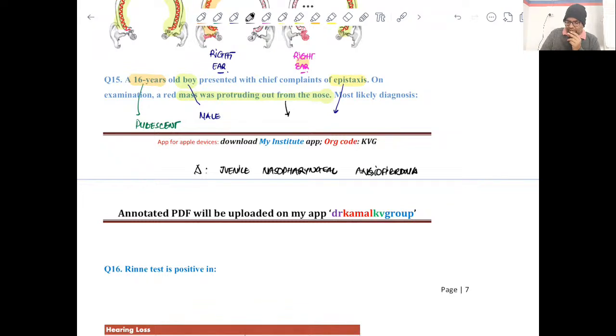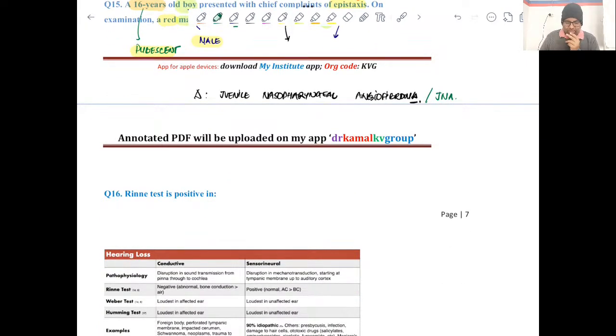Clear? So this is a classical description. Now here, don't mix up with rhinosporidiosis, okay? Because the moment some students find the words red mass from nose, they jump on to rhinosporidiosis. But this is frequent epistaxis, and please do notice the age and the gender as well. So classical description for JNA. Very good, Anash. Very good, Chaitanya.